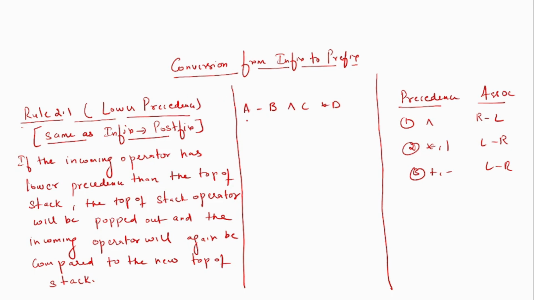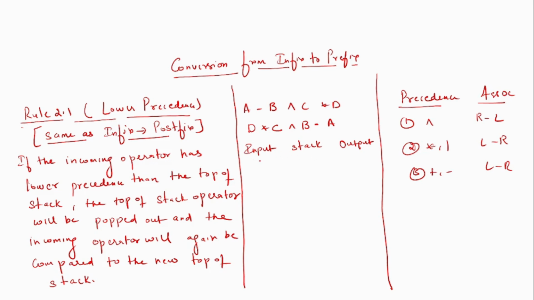So I have taken this expression. The first thing we need to do is to reverse this expression. So I will say here d star c to the power b minus a. This is the reversed expression, correct? After reversing the expression, I will scan it from left to right. First I will write down here input, stack, and output, and then we will scan this reversed expression from left to right.